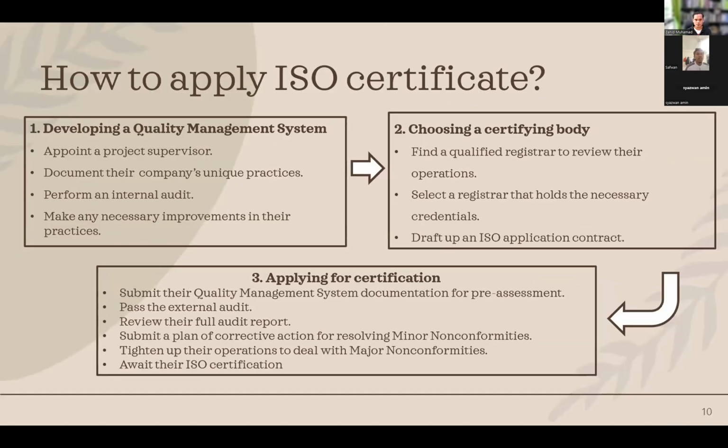So how to apply for the ISO certificate? The first step is developing a quality management system, which means we need to appoint a project supervisor, then document the company's unique practice, then perform an internal audit, then make any necessary improvement in their practice.